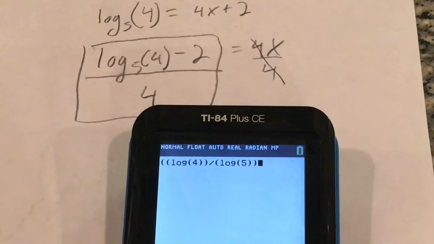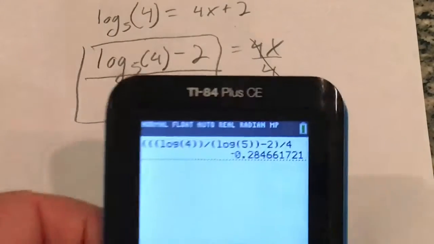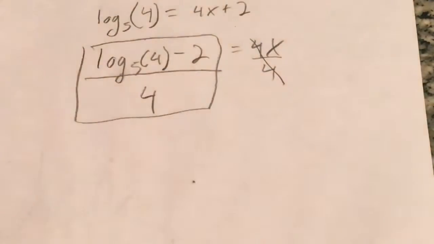Now, I'm supposed to minus 2 and divide that by 4. So I'm going to minus 2. And then to show that I'm dividing the whole thing by 4, I should have put an extra parenthesis inside of this. And now I'm going to divide that all by 4. Negative 0.28466.